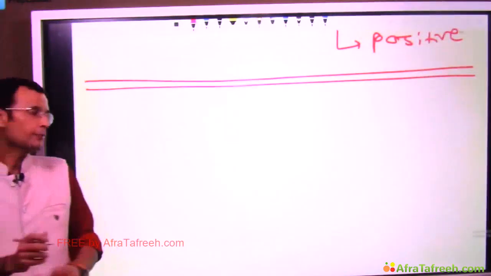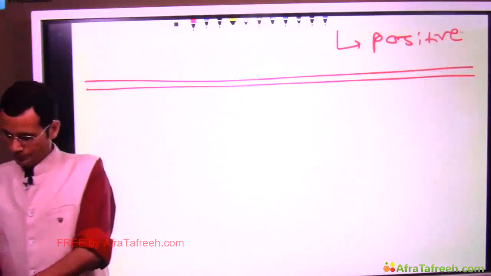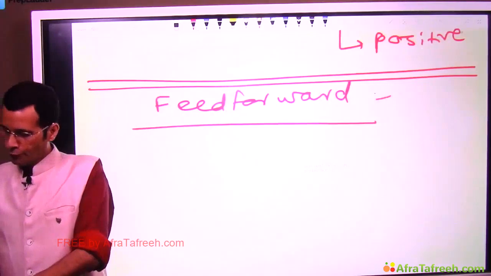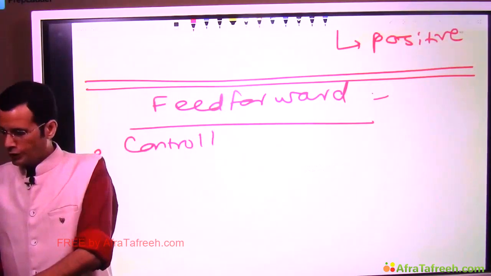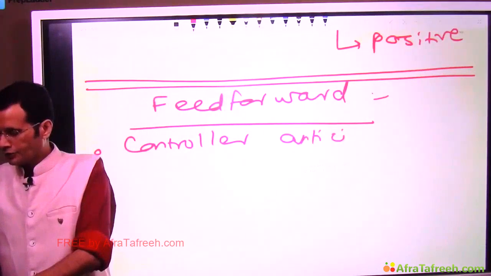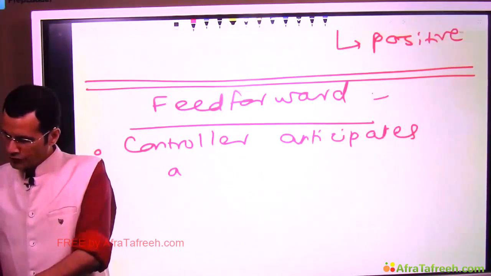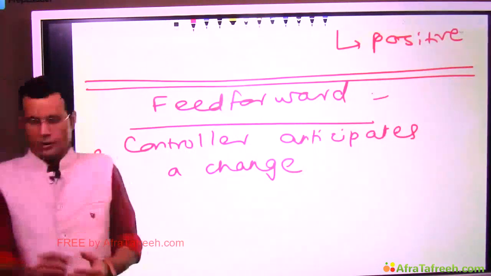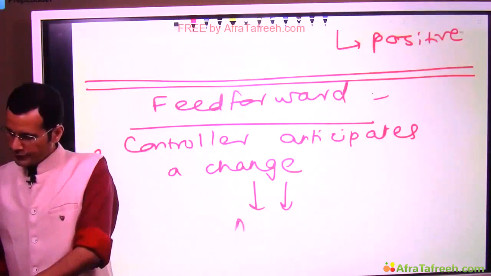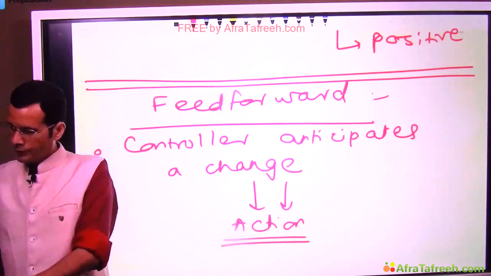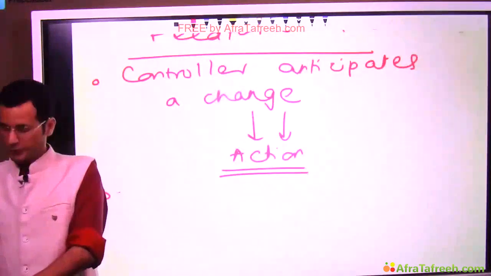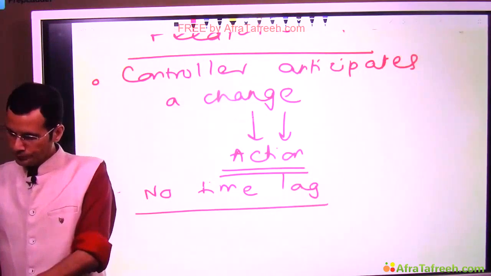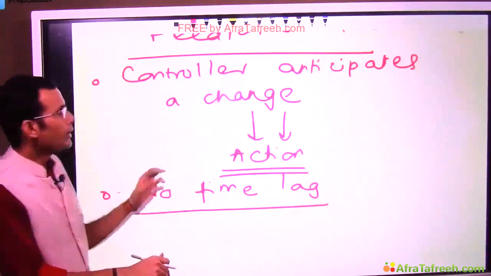Okay, let's now try to understand these mechanisms one by one. Let's summarize what I said just now. Feed forward means the controller anticipates a change even before that change has occurred. It means the same, anticipating the change, and then taking the desired action. And therefore, what is the benefit of this? There is no time lag, or no time lapse. The controller has anticipated the disturbance.